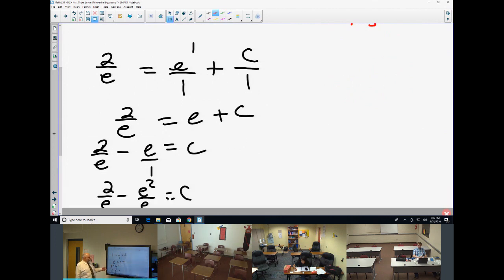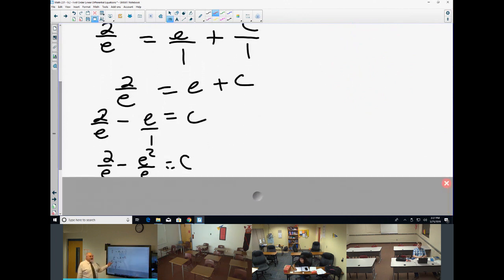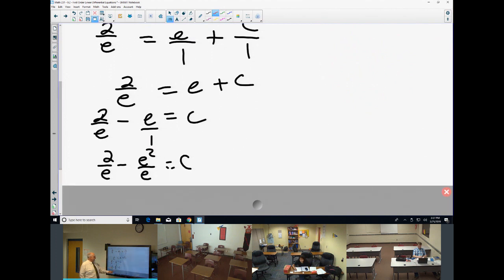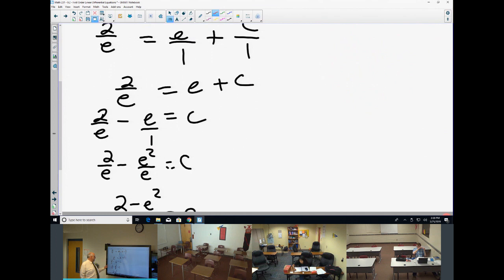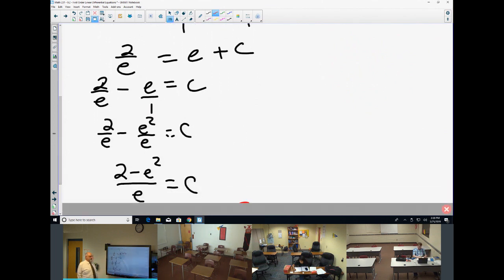And then if you wanted to get a common denominator and add these together, you could multiply this second fraction by e over e. And so you'd get e squared over e. So then you get a common denominator, and so you get 2 minus e squared over e. But you could leave it as 2 over e minus e. I mean, that's fine too.